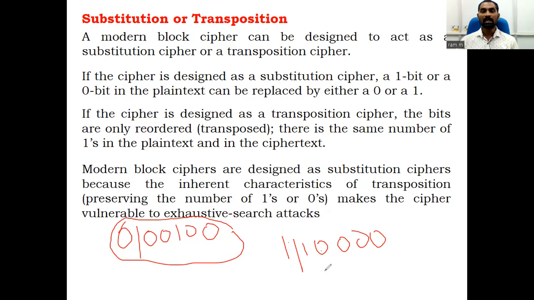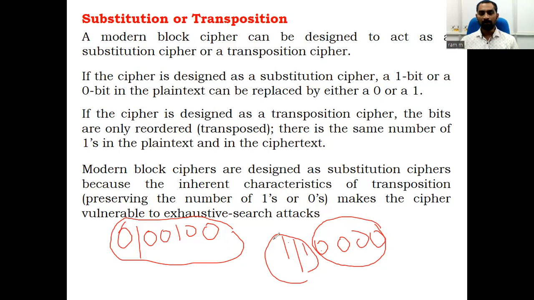But if you are following a transposition cipher, they can easily understand that the message being transferred between sender and receiver has a total of 3 ones and a total of 4 zeros, and they'll choose the permutations, and they can easily find out what data is being communicated between the sender and receiver. So nowadays, modern block ciphers are designed using only substitution ciphers because of their inherent characteristics. Transposition makes the cipher vulnerable to exhaustive attacks.